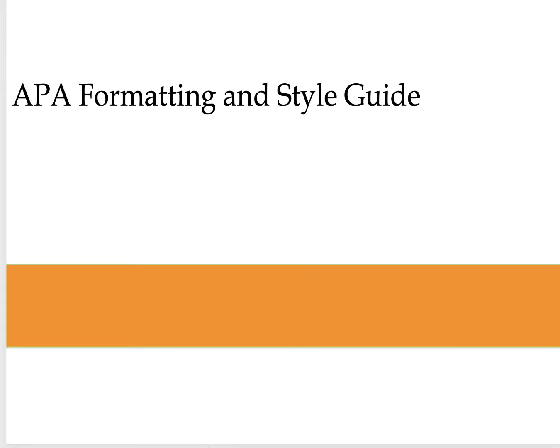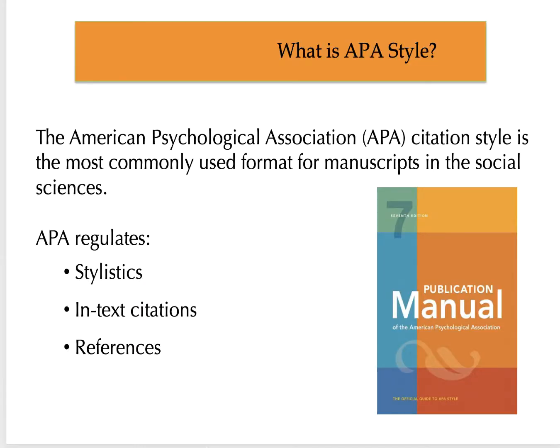We're going to look at APA formatting and style guide in this video. So the APA is a publication manual of the American Psychological Association. We're going to be looking at the 7th edition, and it contains detailed guidelines for formatting a paper in APA style. APA style is most commonly used for the social sciences and mathematics and the sort of stuff that we would be looking into.